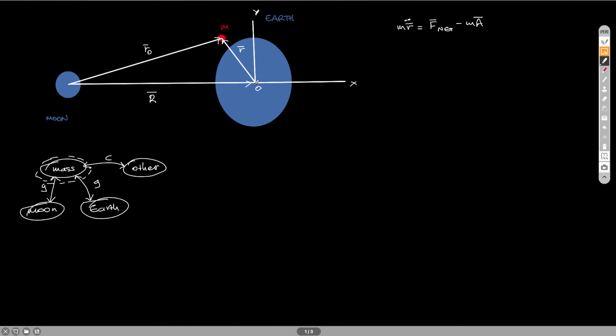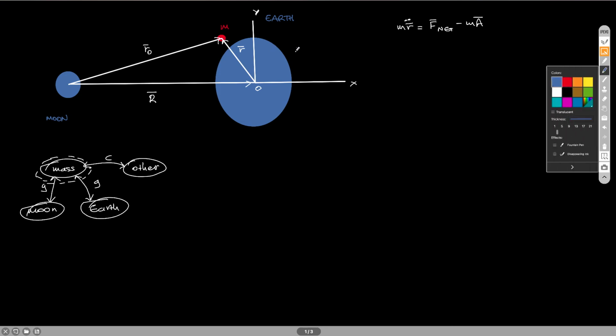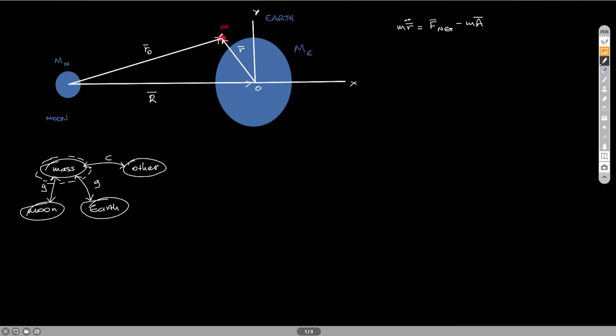I have my coordinate system, my frame of reference. The origin of the coordinate system is here, the center of the planet, x, y. I'm considering a mass, the lowercase m. Let's use uppercase M sub E for the mass of the earth and uppercase M sub M for the mass of the moon. And I have some mass here. Now I'm not going to specify what this is. You can think of it as anything you want.